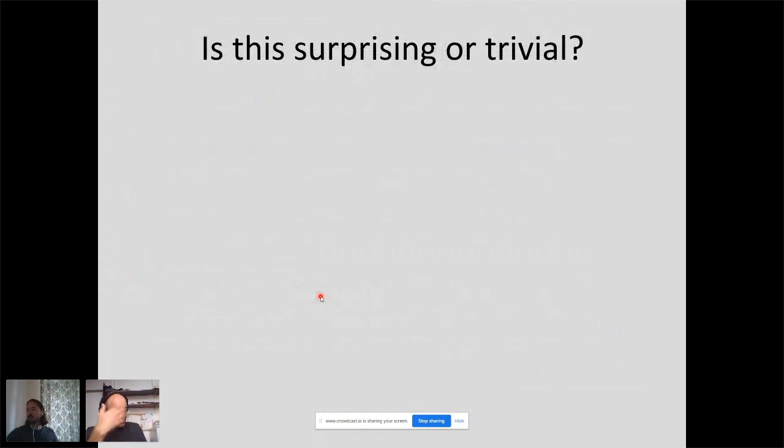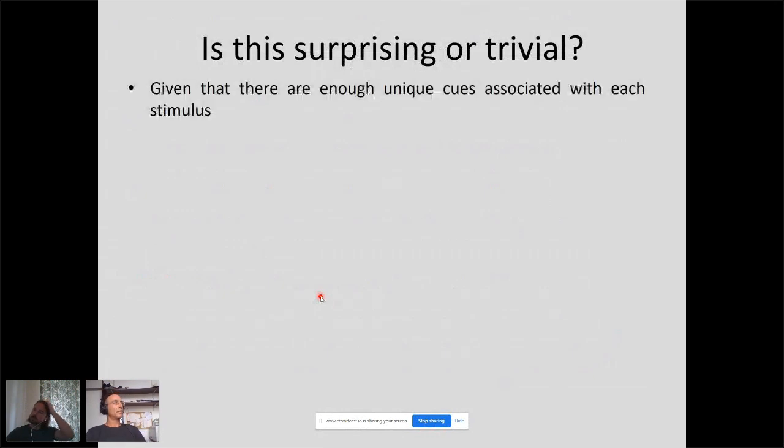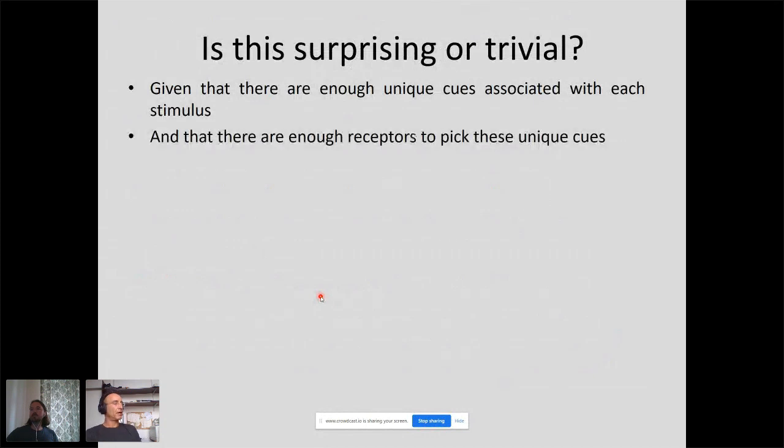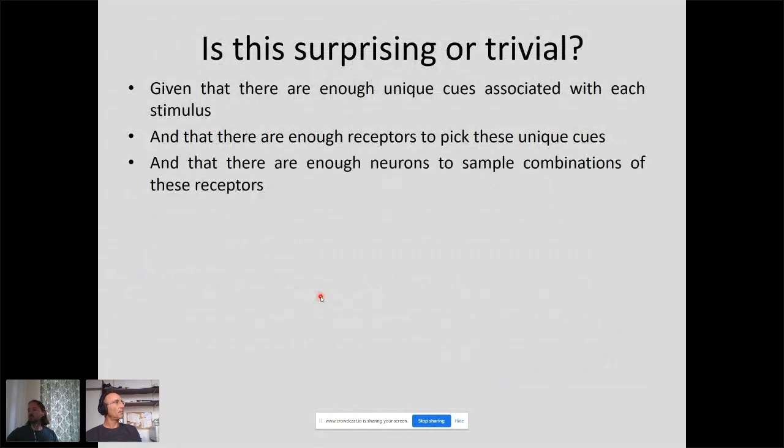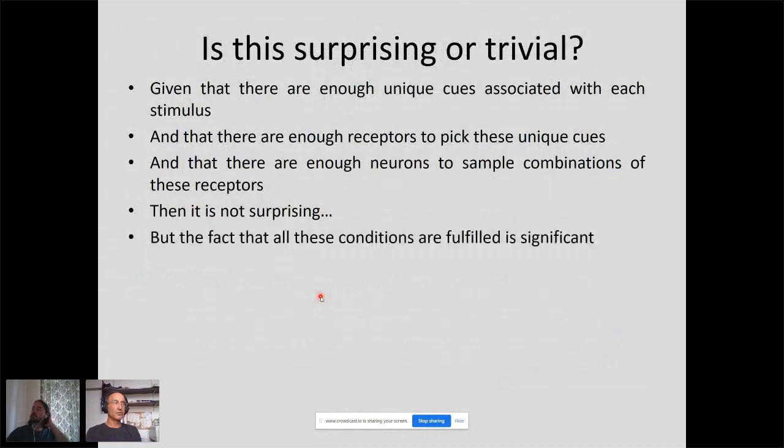And after doing all these analyses and looking at this again and again, I asked myself whether this is surprising or trivial. And sometimes you begin by thinking it's surprising, and then you think it's actually all very trivial. And I think that if there really are enough unique cues associated with each of the stimuli that mice emit, and these are complex stimuli, right, urine stimuli, and if there are enough receptors to pick these unique cues up, and if there are enough mitral cells to sample the receptors and their combinations, then it's not so surprising. But maybe it is surprising that all these conditions are fulfilled.